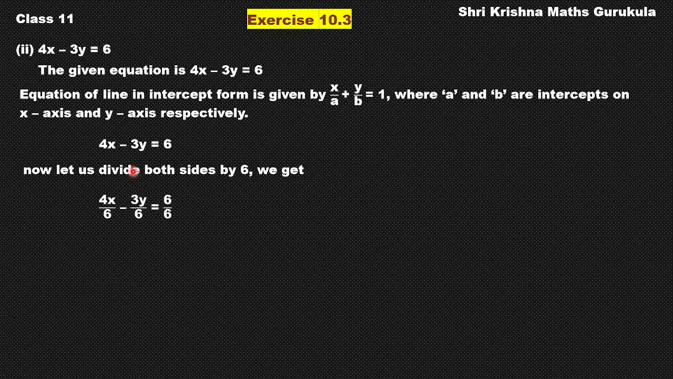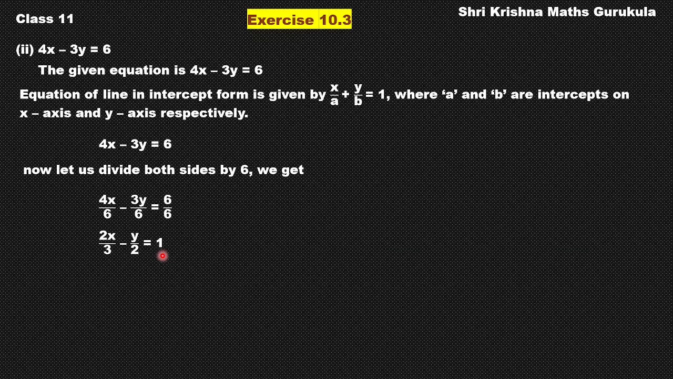And on splitting the terms, it will be 4x by 6 minus 3y by 6 is equal to 6 by 6. This 6 by 6 will be 1 and this is 2 2s are 4 and 2 3s are 6. And this will be 3 1s are 3, 3 2s are 6, right? So our equation will be 2x by 3 minus y by 2 is equal to 1.